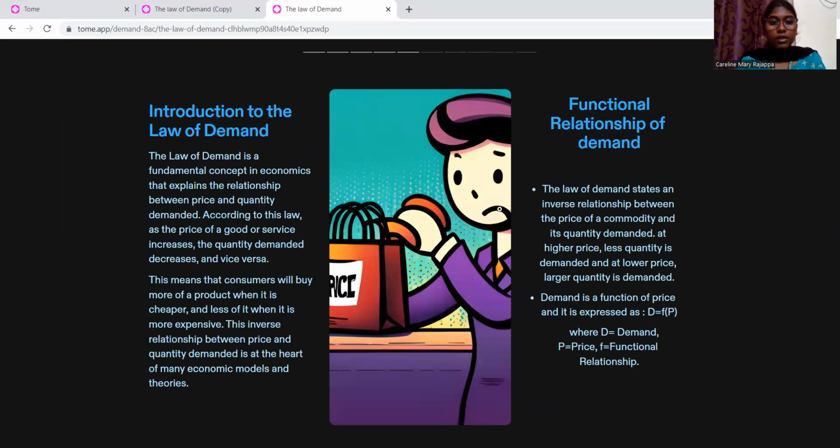Introduction to the law of demand. It states that according to this law, as the price of a good or service increases, the quantity demanded decreases and vice versa. This shows the functional relationship of demand, that it is the inverse relationship between the price of a commodity and its quantity demanded. Demand is also a function of price, expressed as D = f(P), where D is the demand, P is the price, and f is the functional relationship.